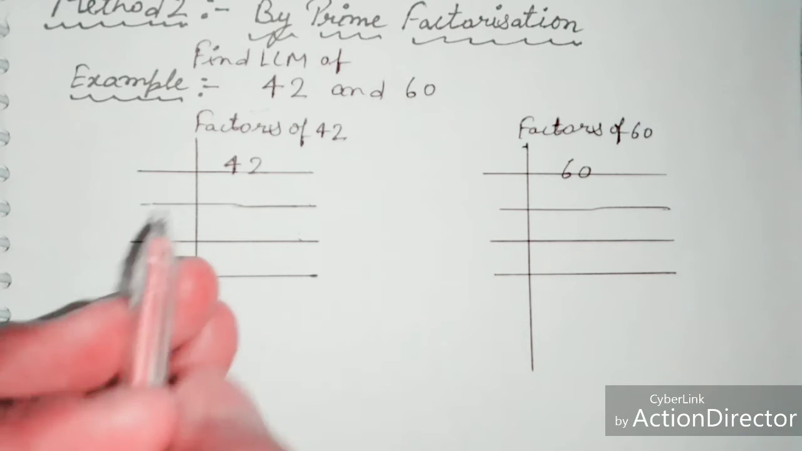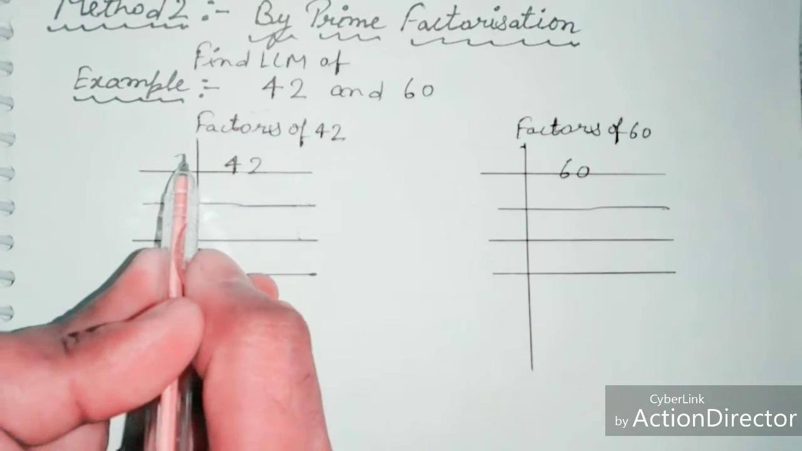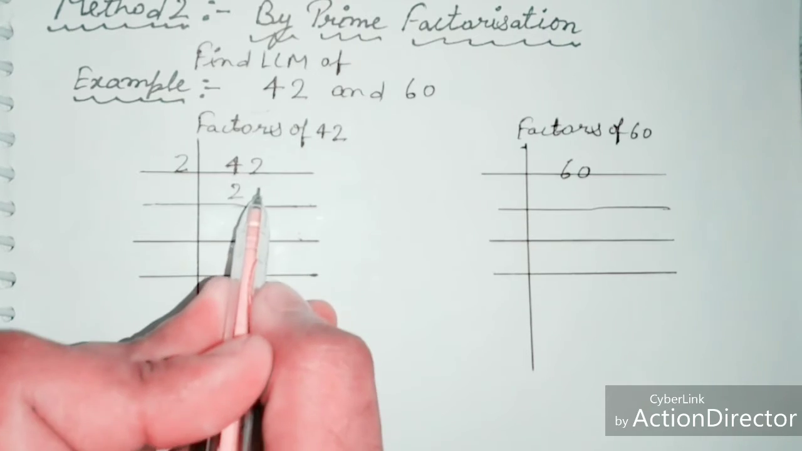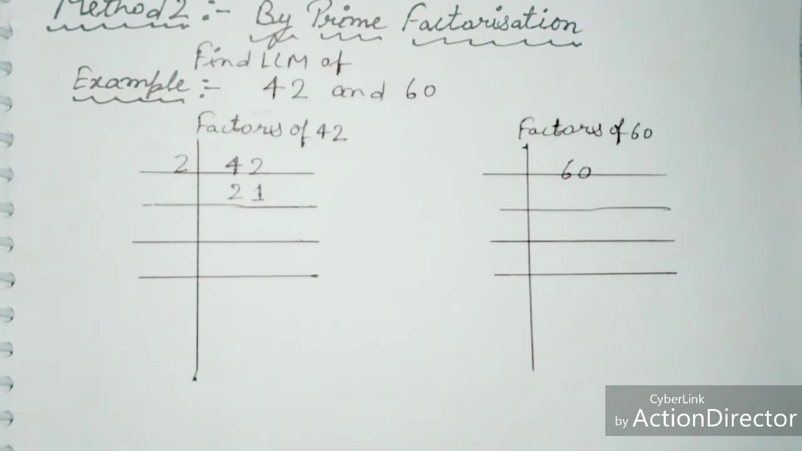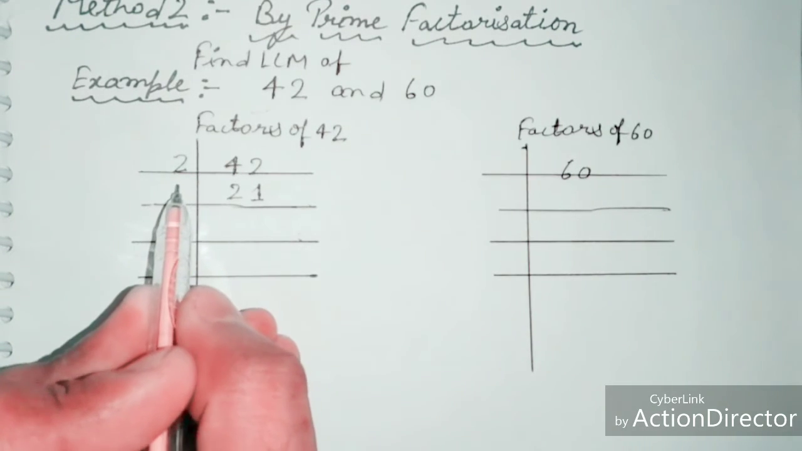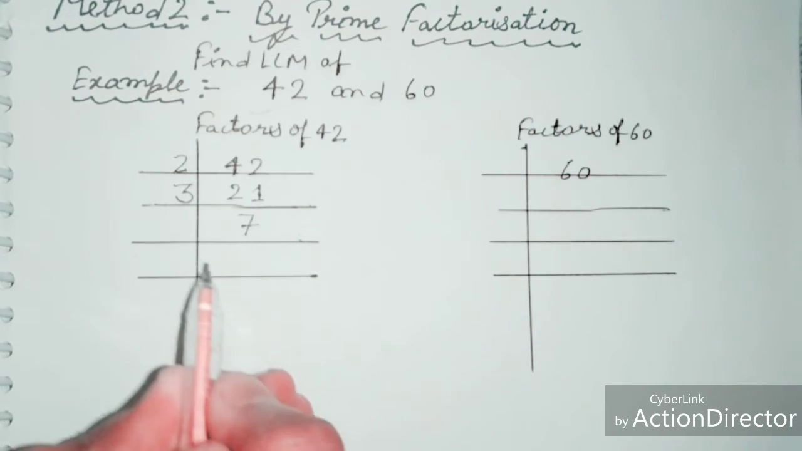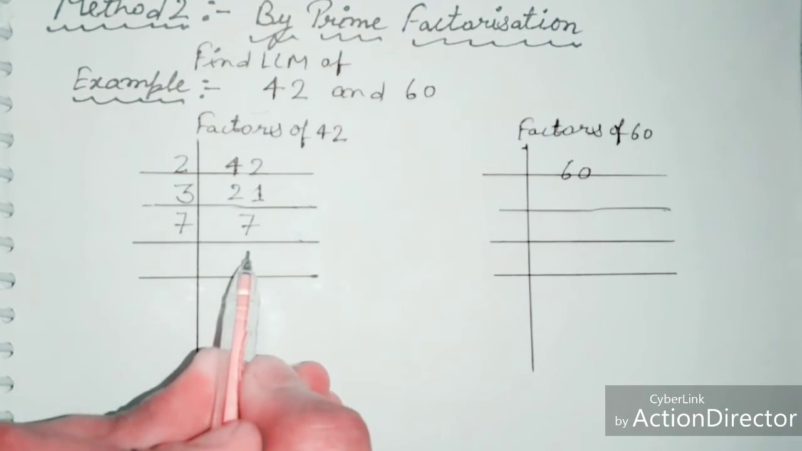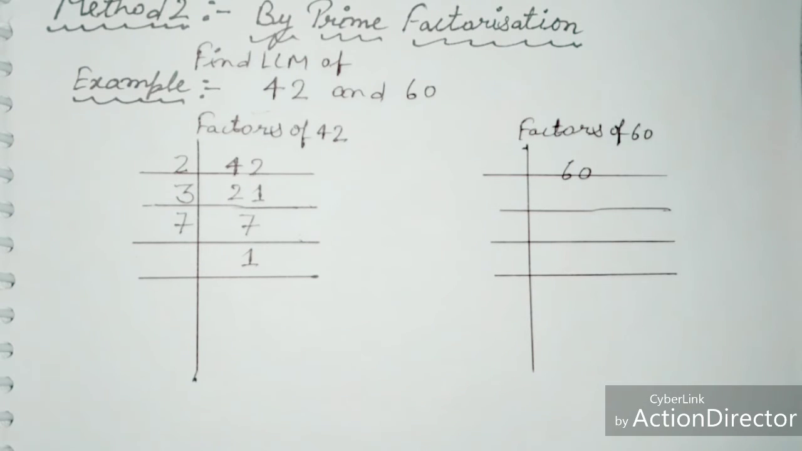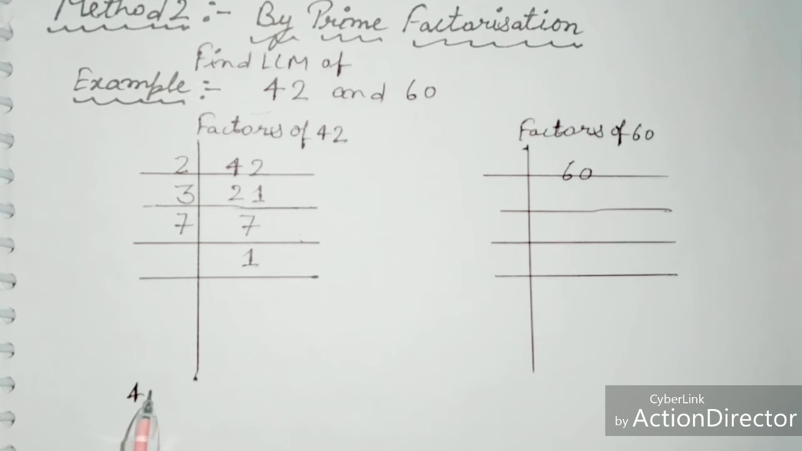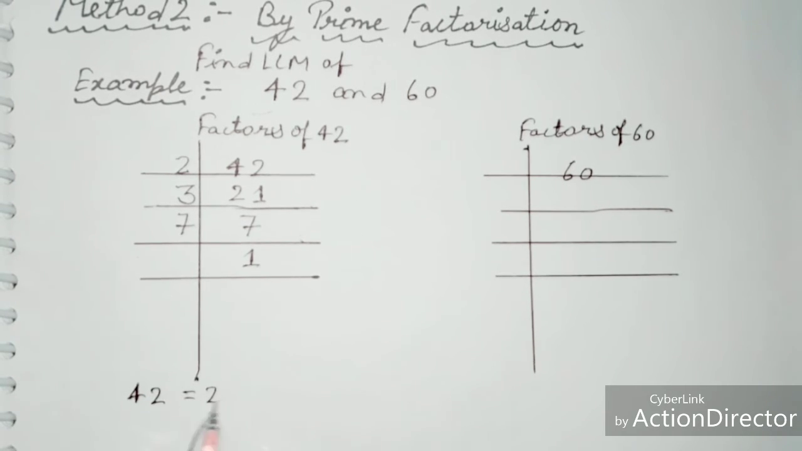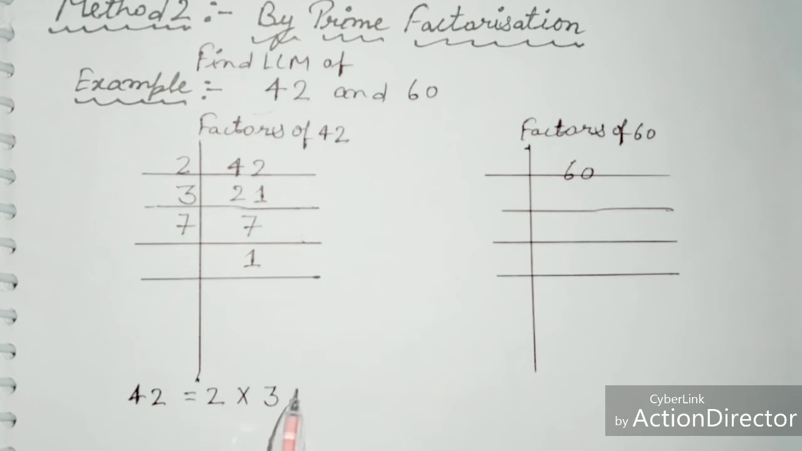So factors of 42, divide this 42 by 2. 2 2s are 4 and 2 1s are 2. Now divide this 21 by 3. 3 7s are 21 and divide this 7 by 7. 7 1s are 7. So factors of 42 are 2 into 3 into 7.